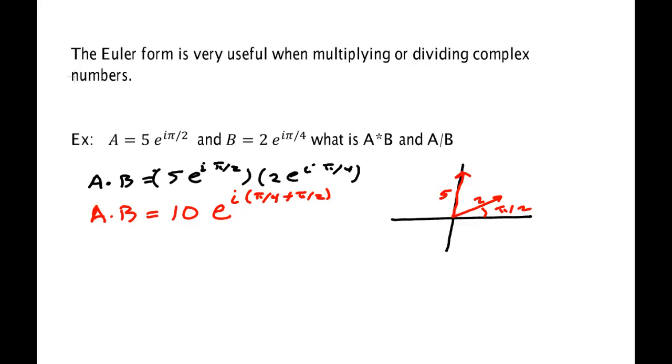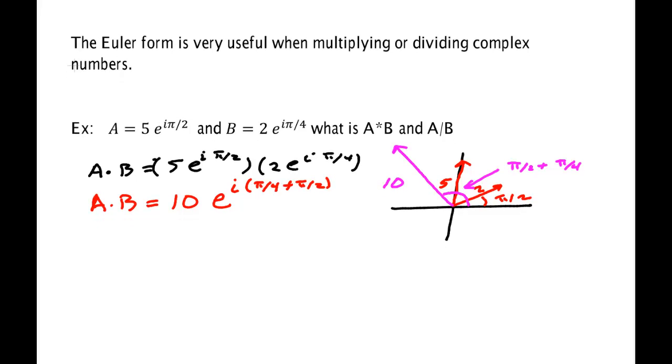So the result is another arrow whose length is 10, but whose angle here is pi over 2 plus pi over 4. So when you multiply complex numbers in Euler form, you multiply the lengths and you add the angles. This has lots of applications, including finding the roots of an equation, which I'll talk about in another video.